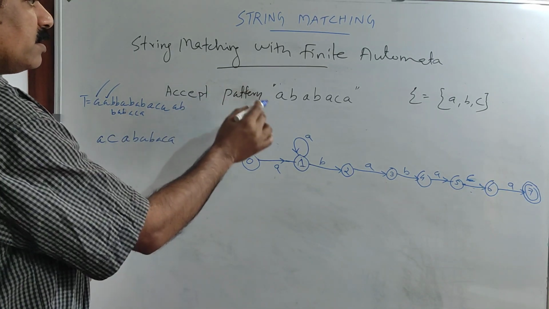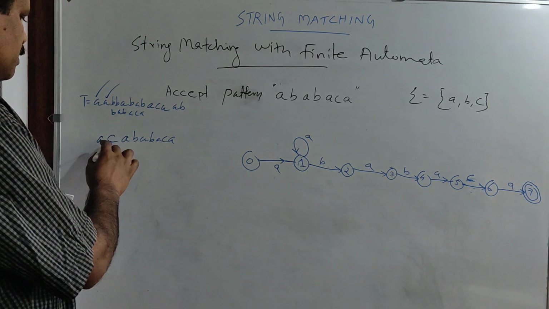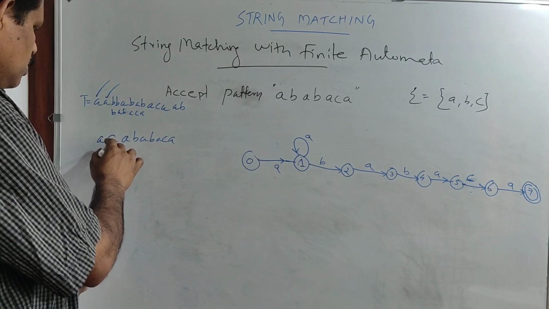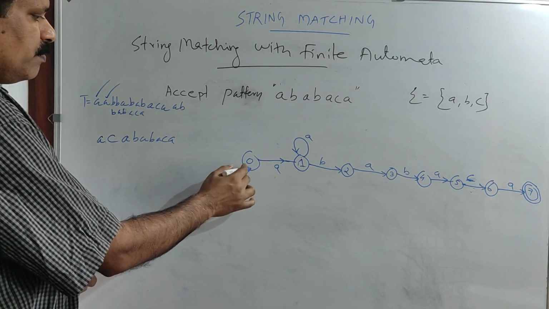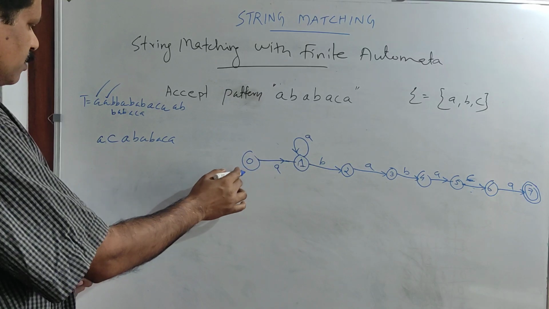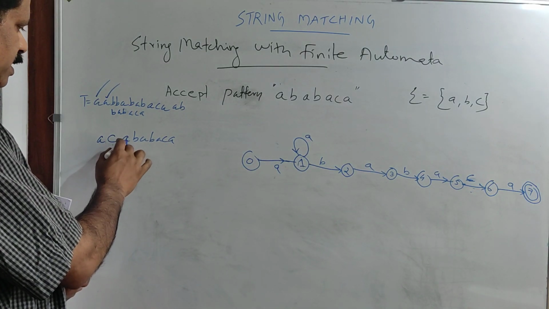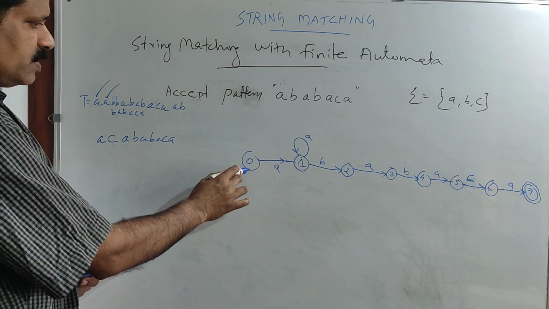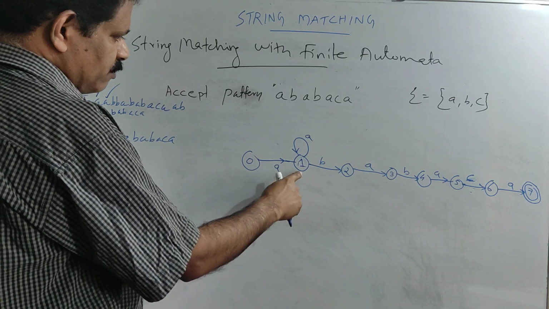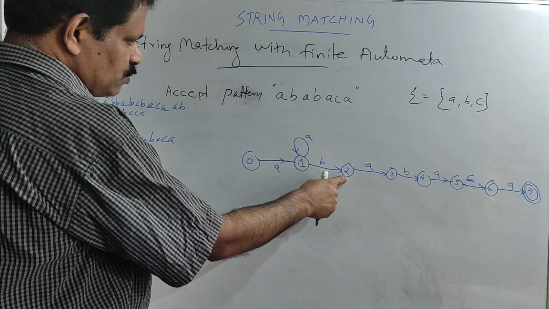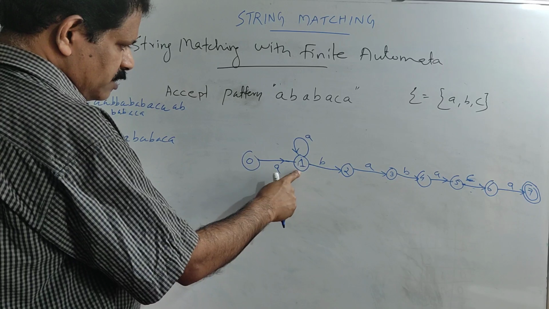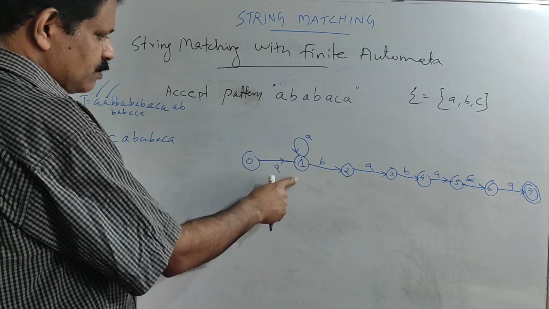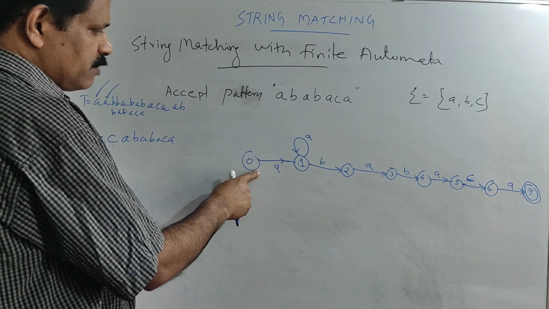Our pattern starts with A. It is not starting with C. So it has to start from the initial state again. After C there is a chance that our pattern is starting from A, B, A, B, A, C. On B it can move to state 2, but on C it should come back to the initial state from state 1. The automata has to come back to the initial state.